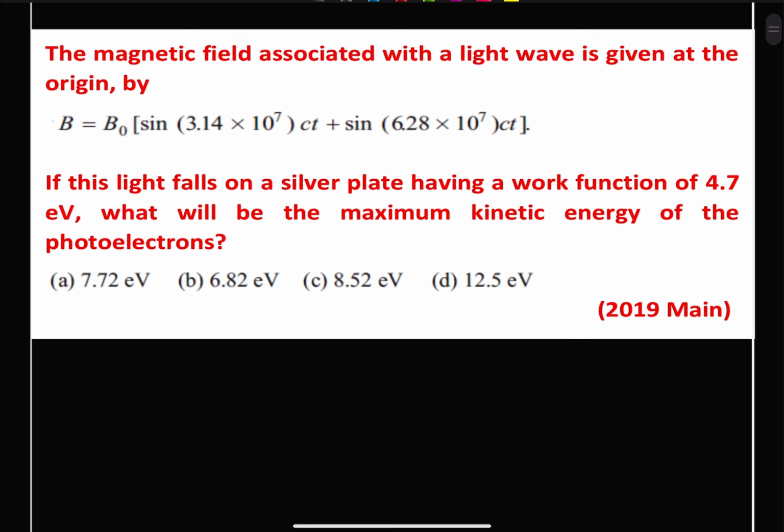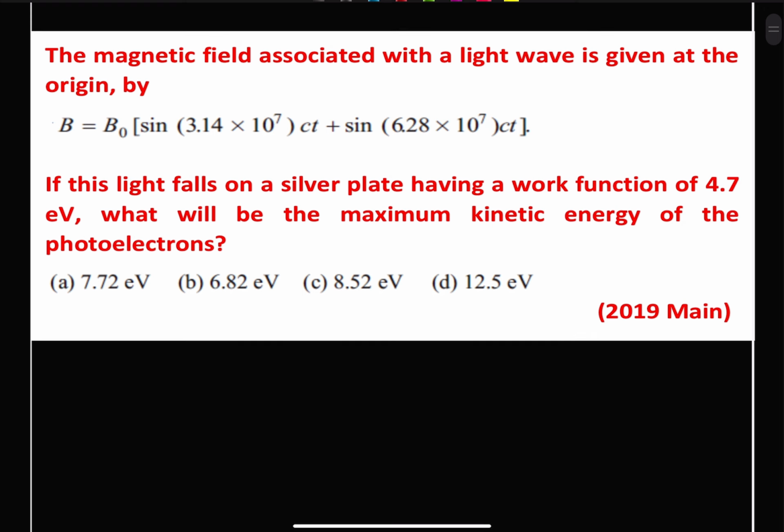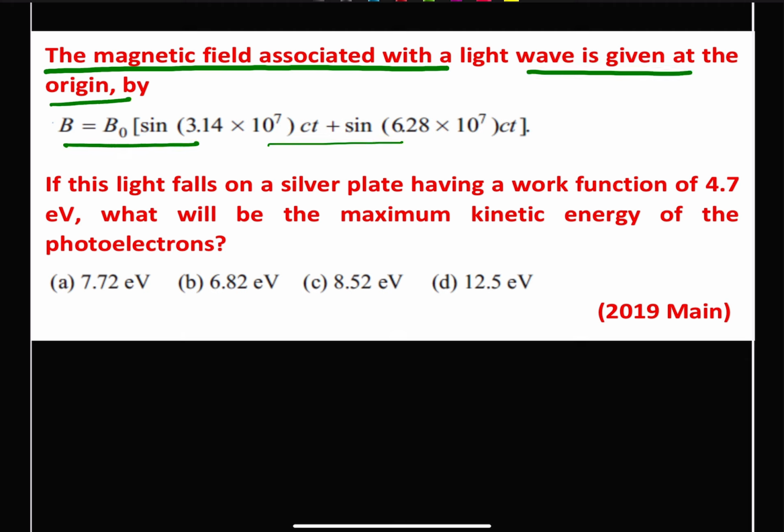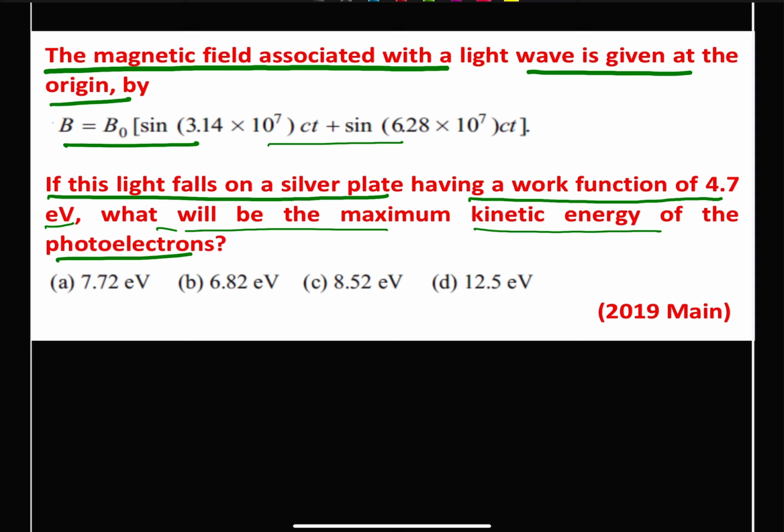So first question, it states that the magnetic field associated with the light wave is given at the origin by the equation. So the equation is given: if this light falls on a silver plate having a work function of 4.7 electron volt, what will be the maximum kinetic energy of the photoelectrons? So we are given the equation for our magnetic field, and from this equation of magnetic field we have to find out the value of the frequency.